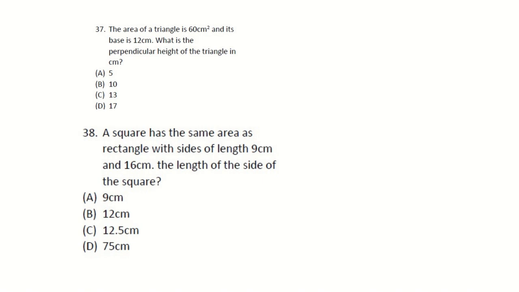37, the area of a triangle is 60 and its base is 12. What is the perpendicular height? We know that the area of a triangle is base times height over 2. So your base is 12 times your height over 2 is equal to 60. So 12 times height, 6 2s are 12, is 120. So I could see that my height immediately is 10.